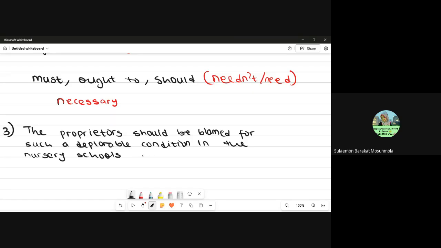You have your dash here. You have to fill this in with a question tag. You have the word should now. Here, should does not mean necessary. So you put the tag in this form also. Shouldn't they? That is, should they not?